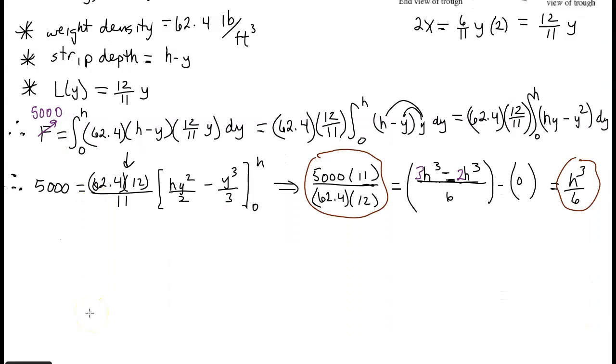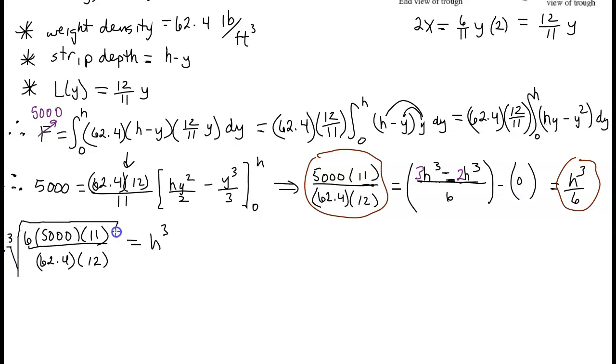All right, so I'm going to scroll up, give myself a little bit more room. So therefore, in doing this, if I multiply 6 by both sides, I have 6 times 5,000 times 11 all over 62.4 times 12. And I would end up, since that would be h cubed, I could do the cube root of that. That didn't turn out too hot. Let's try that again. So I would do the cube root of that to be able to figure out what h is.